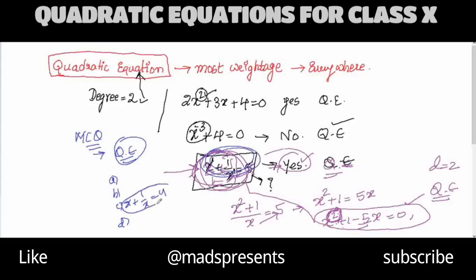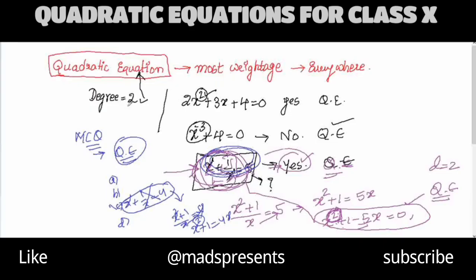What will students think? Students will think that here the highest power is 1, and here also the highest power is 1, so it is not a quadratic equation. But be calm, think, okay? If you solve this, you'll get x square plus 1 by x is equal to 4 after taking LCM. So x square plus 1 is equal to 4x. We send 4x this side. And if you observe, this is the highest power. So you can choose option C as a quadratic equation.